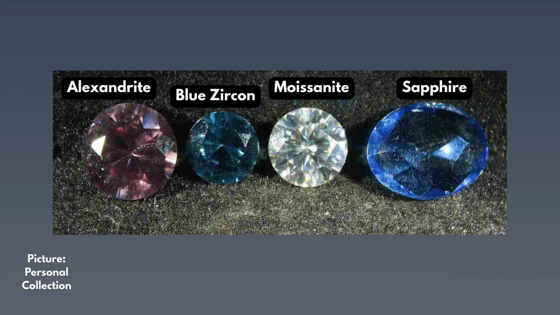Here we have a synthetic Alexandrite, a synthetic blue zircon, a synthetic moissanite, and a synthetic sapphire. Natural Alexandrite, blue zircon, and moissanite in particular are pretty rare, especially considering some of them only come from certain places, which can make them hard to obtain.